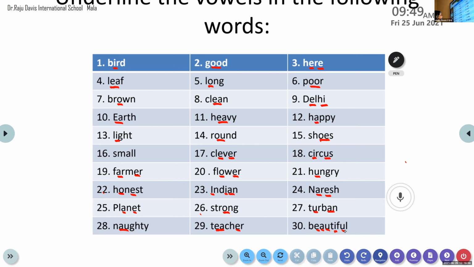So have you noticed here, children, there are 30 words. In every word, there is a vowel in it. So we have understood how important vowels are. Vowels are very important. There is no word in the English language without a vowel, as I've already told you. With this, we are going to wind up today's session. We have completed this exercise, children.